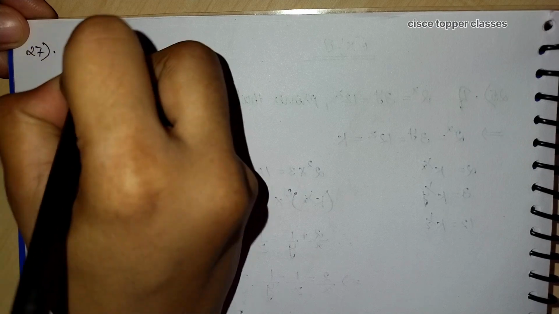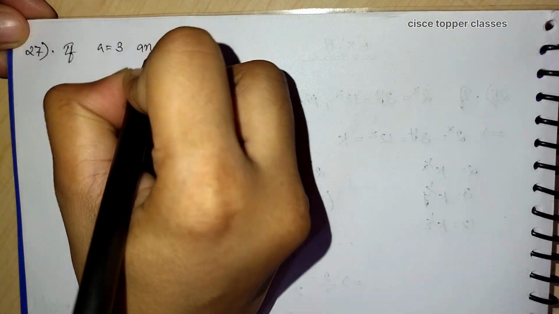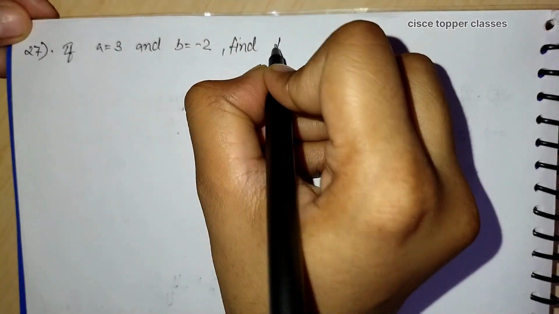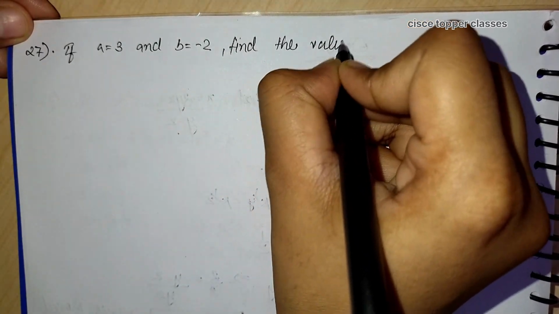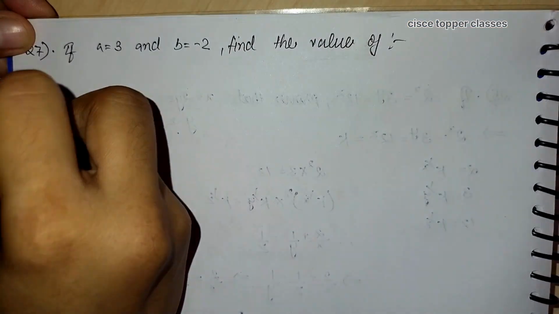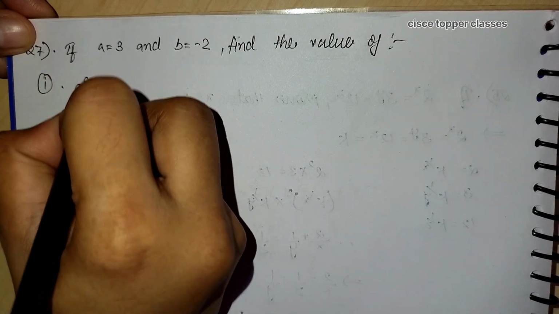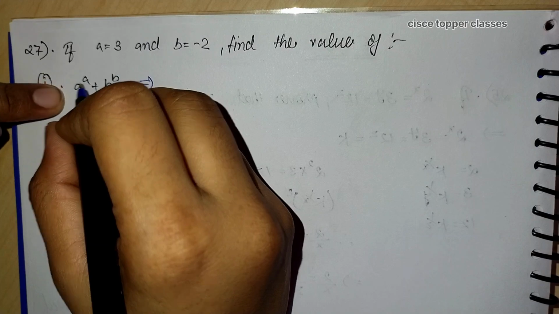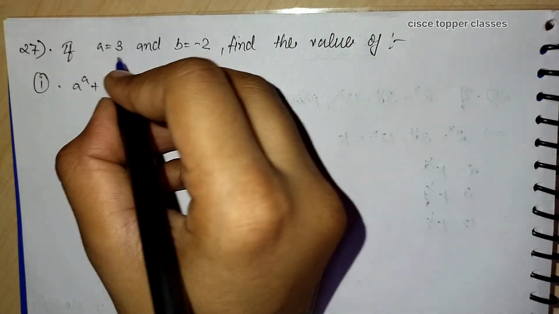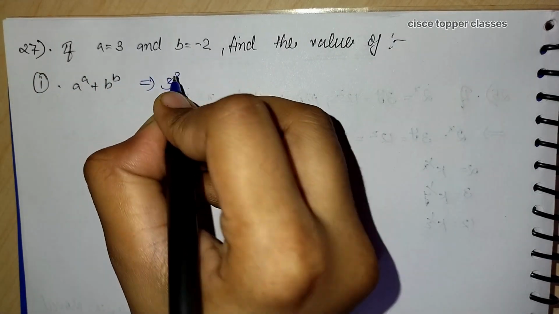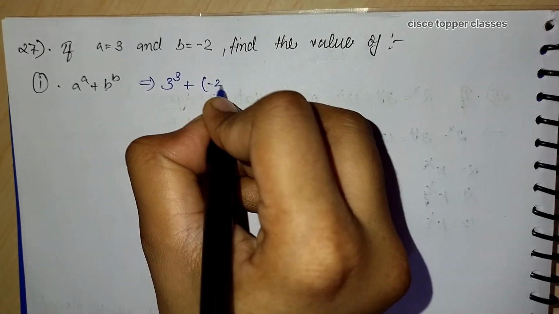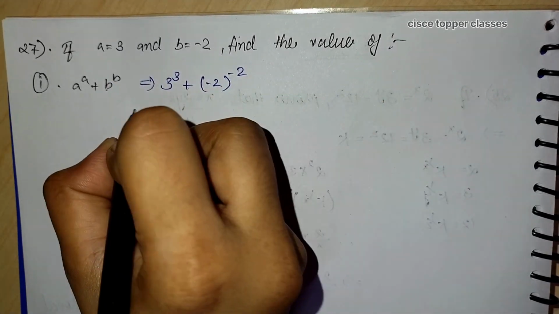Now let us solve the 27th question here. If a is equal to 3 and b is equal to minus 2, then we have to find the value of, first, a^a plus b^b. So we can simply put the values of a and b. Firstly 3 to the power 3 from the given information, plus b to the power b, it will be plus (-2) to the power minus 2.